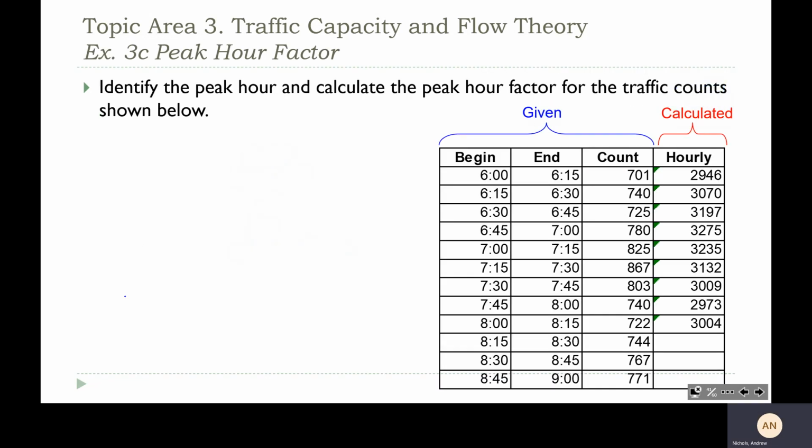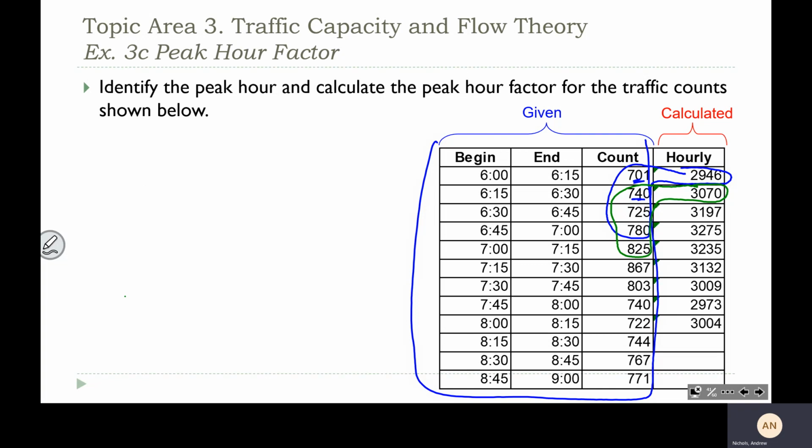So how we actually calculate the peak hour factor. We would be given the data in blue here. Somebody goes out and counts in 15-minute intervals. From 6 to 6:15, there were 701, from 6:15 to 6:30, there were 740. So if everything here is given, then to identify the peak hour, this 2946 is going to be the sum of the hour that starts at 6 o'clock. Then you would sum the hour that starts at 6:15, 4 intervals. And you just keep adding all the way down through.